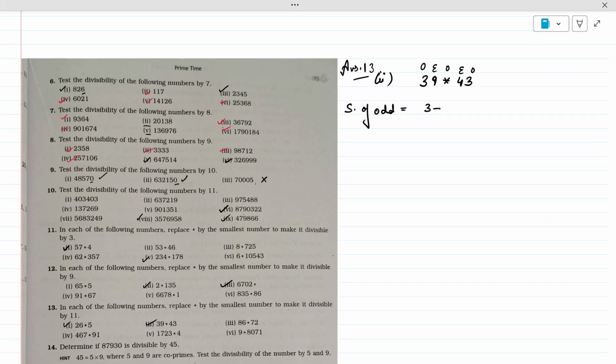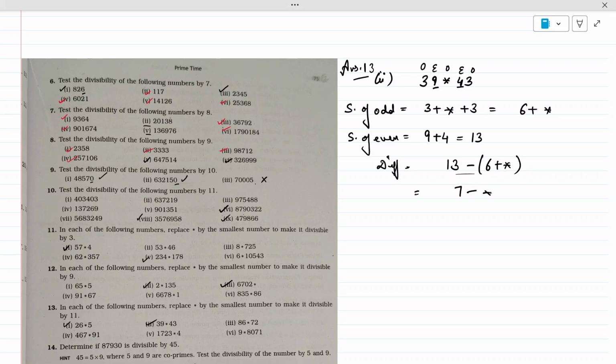That is 3 plus star plus 3, right? Which makes it 6 plus star. And then we will take the sum of even numbers, which is 9 plus 4, and this will give us 13. And then the difference. So kids, what is the difference here? The difference here is 13 minus 6 plus star again. 13 minus 6 will give us 7 minus star.